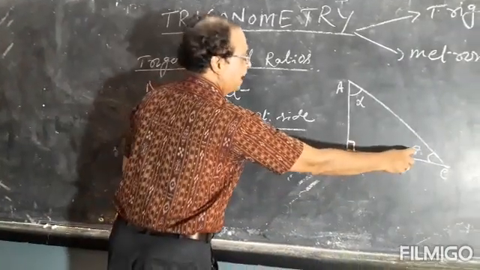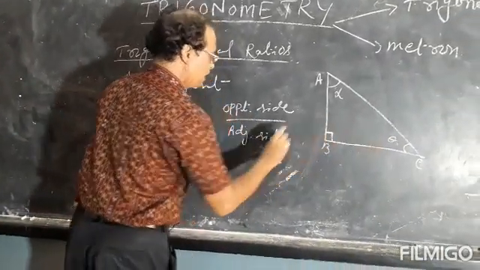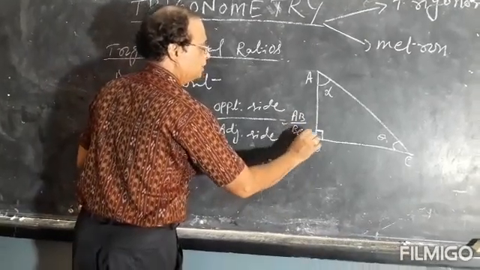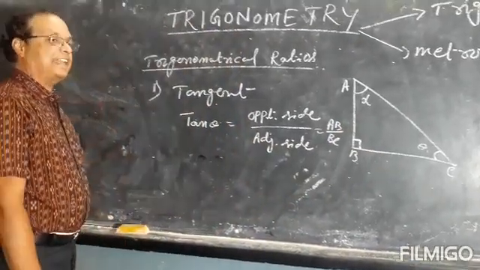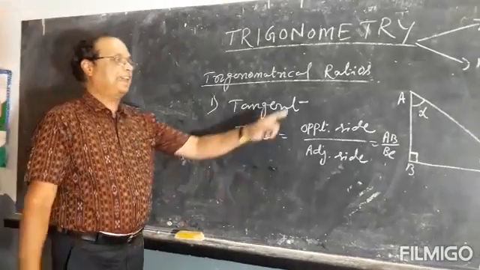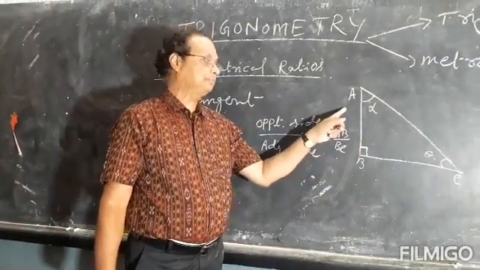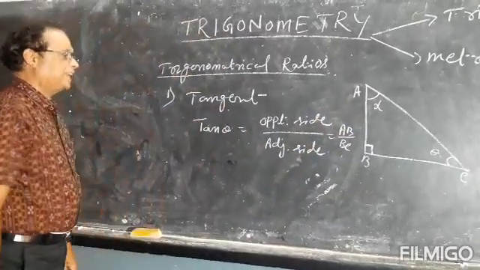So tan theta is the opposite side of theta, AB, by the adjacent side, BC. So AB by BC is tan theta. Similarly, tan alpha, if you want, is BC by AB. So this is tan theta.